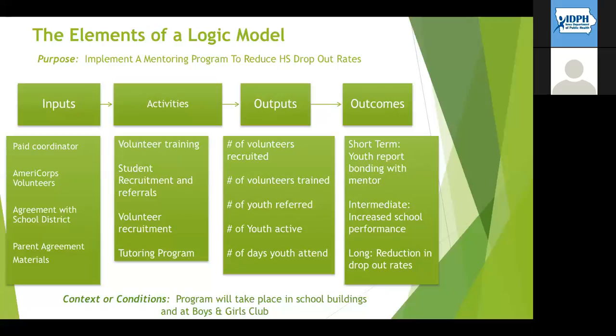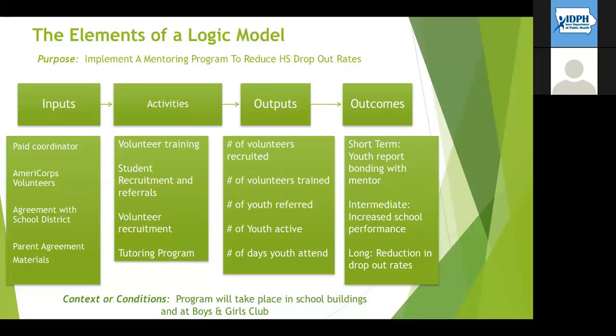So once you brainstorm all of your activities in that box, for each one of the activities, there's going to be a corresponding output. So with volunteer training, we can track the number of volunteers recruited and the number of volunteers trained. For the student recruitment and referrals, we'll track the number of youth referred. We could also, in the program, record things like the number of active youth and the number of days that youth are attending. For a tutoring program, we also may want to track the success rate.